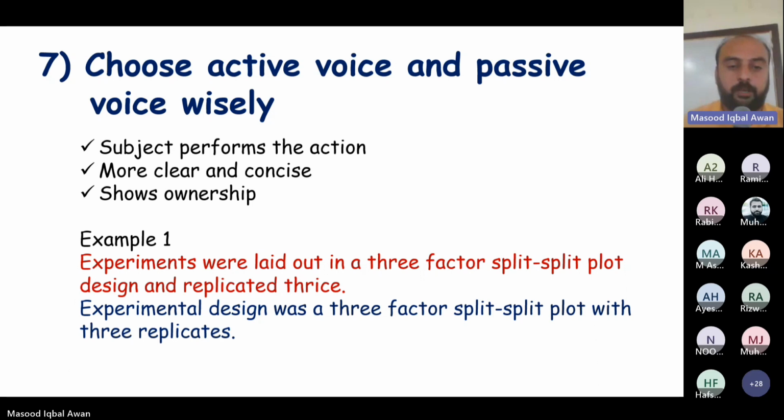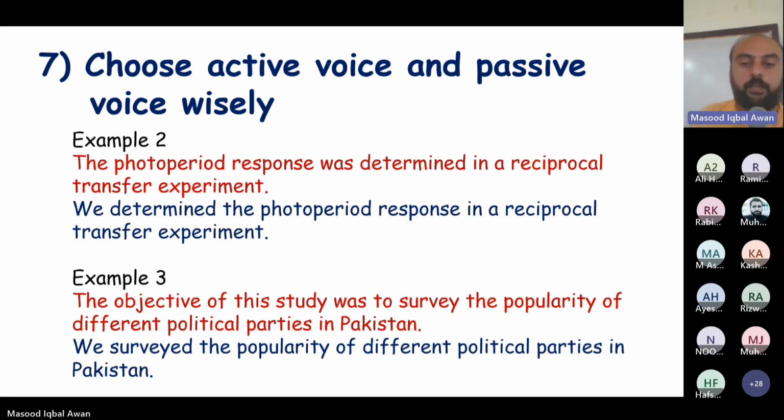For example, if I write, experiments were laid out in a 3-factor split plot design and replicated thrice, instead of this, I can write in active voice: experimental design was a 3-factor split plot with 3 replicates. That is easier to understand, and I'm presenting my information in fewer words.